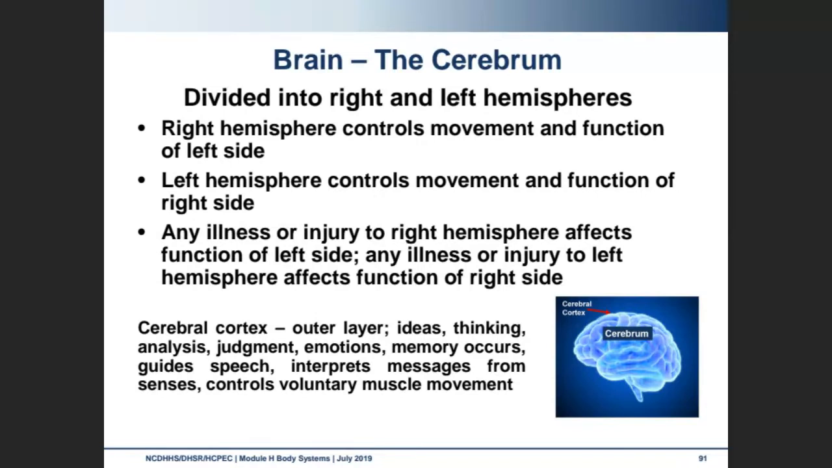Our cerebral cortex is the outer layer. Ideas, thinking, analysis, judgment, emotions, memory, speech, etc. Voluntary movement control are all within that cerebral cortex.